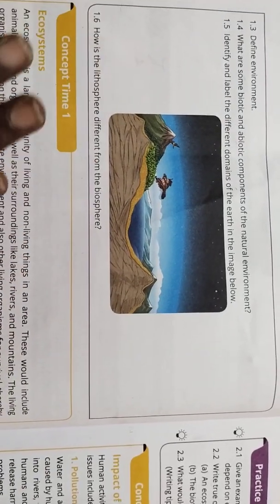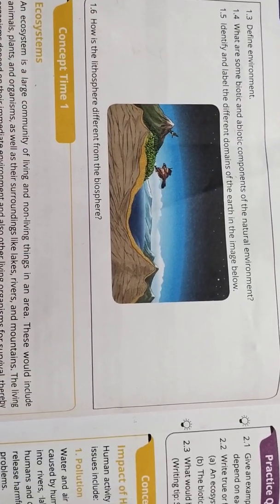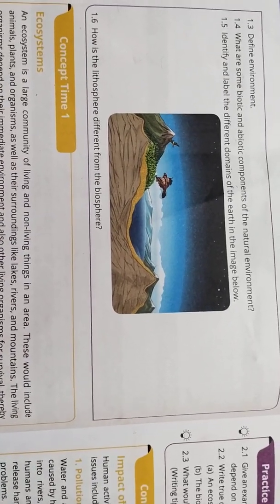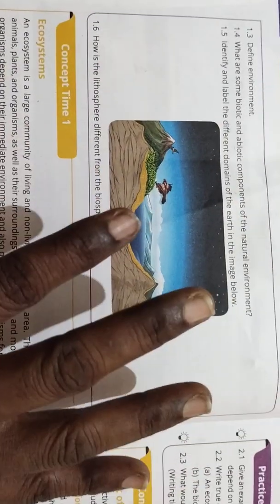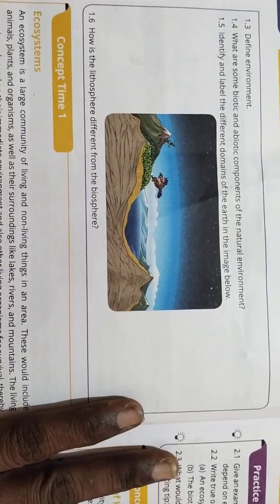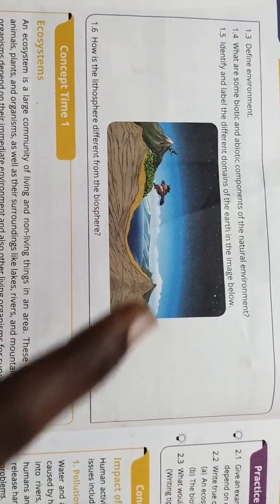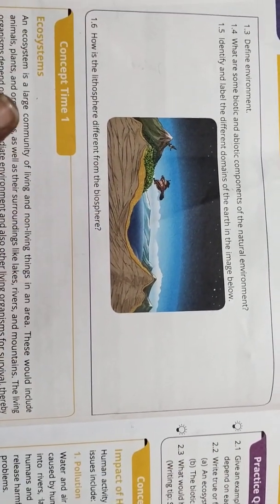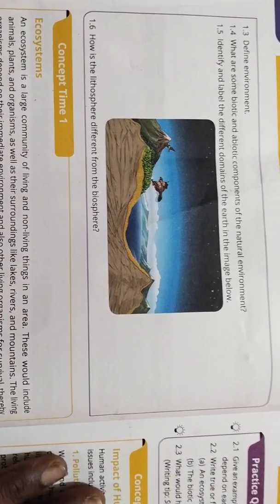Then how is the lithosphere different from the biosphere? Here the lithosphere, as we saw, is the hard, solid top layer of the earth, isn't it? But the biosphere is 3 things joined altogether, that is hydrosphere, lithosphere and the living things added to it, isn't it? So this is the difference between the lithosphere and the biosphere.